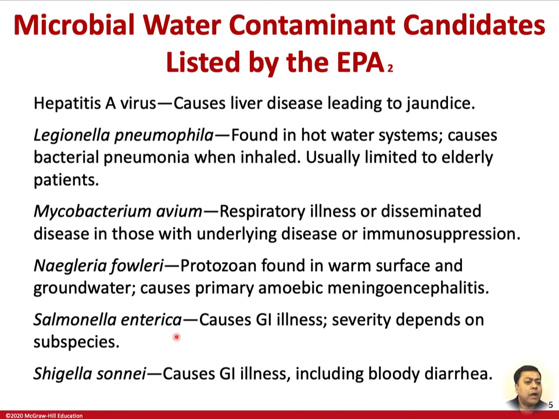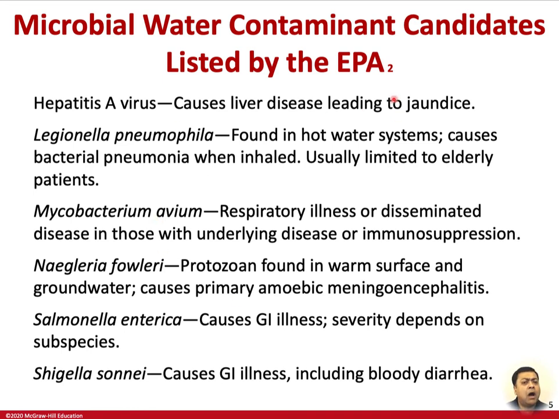Along with that, you have something like Salmonella enterica, which causes GI illness. Severity depends upon the serovar. Say, for example, serovar Typhi of the Salmonella enterica will cause typhoid fever. Very, very severe. Shigella sonnei causes GI illness, including the bloody diarrhea. So these are some of the microbial water candidates which are listed by the EPA.